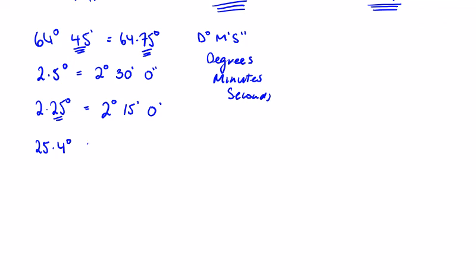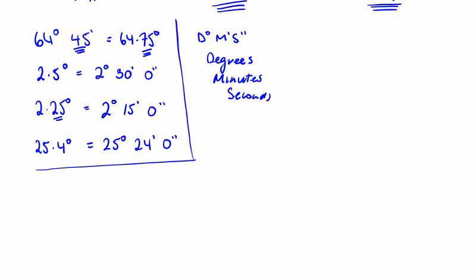And if you type 25.4 degrees in and mess around with your calculator and change it around, you're going to get 25 degrees. And 4 6s are 24, so you're going to get 24 minutes and 0 seconds. Not a question that comes up a huge amount, but definitely knowledge worth having. So practice these in your book and move on to trigonometry 2.